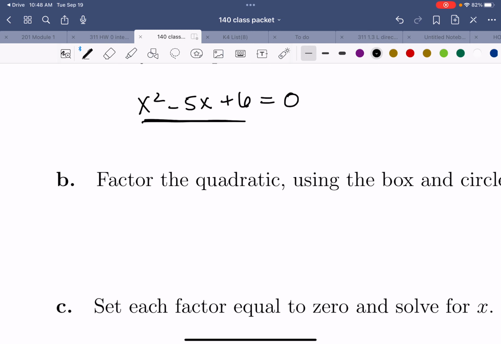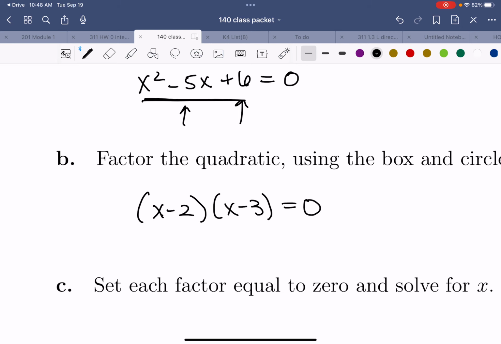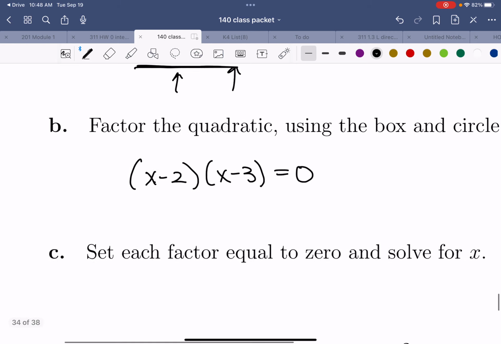Now, if there's no 1 out front, we factor like normal. If there is a number in front of the x squared, we're going to use our box and circle. In this case, I'm looking for 2 numbers that are going to multiply to 6, but add to -5. And I think -2 and -3 will do it. So I believe that we can make this x minus 2 and x minus 3 equals 0. Okay, so that's what we did in the last section.